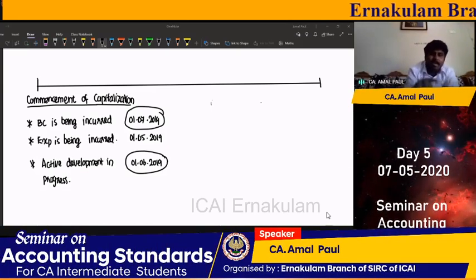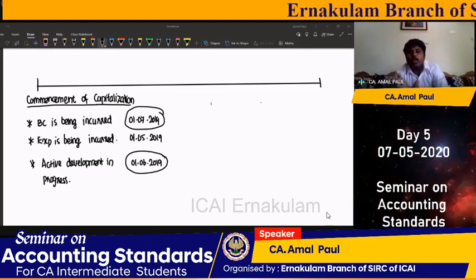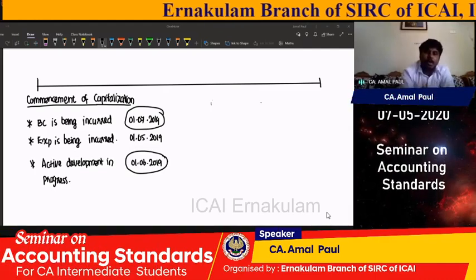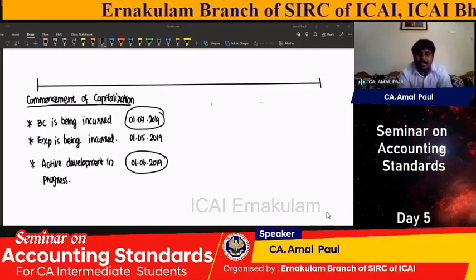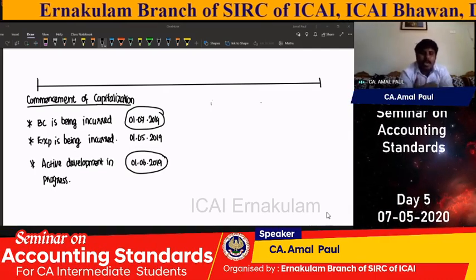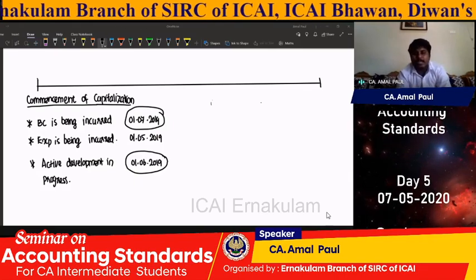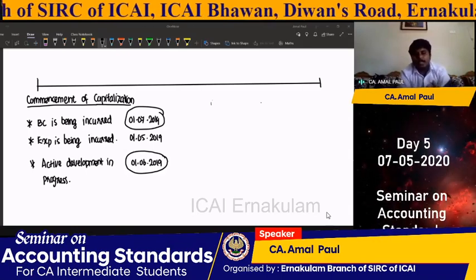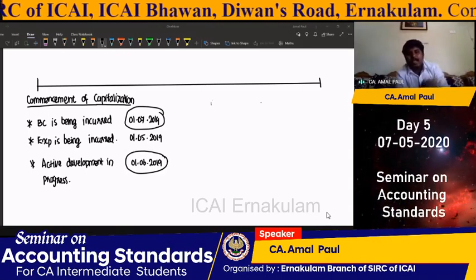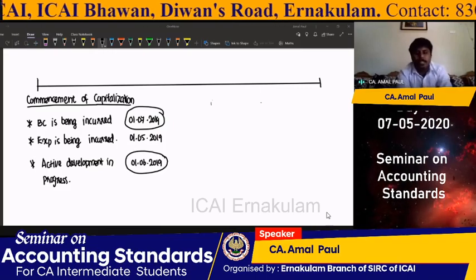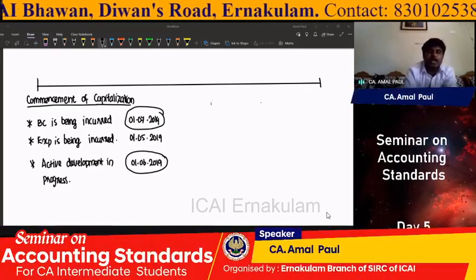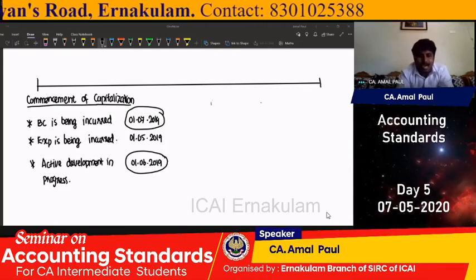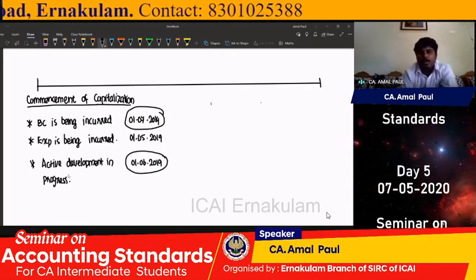So they had given a clear-cut instruction on when to start the capitalization. That is the date on which we had started incurring borrowing costs, we had started incurring expenditure, and the active development is in progress. On which date these three conditions are being satisfied, this is known as the commencement. From this date you can start capitalizing the borrowing cost.